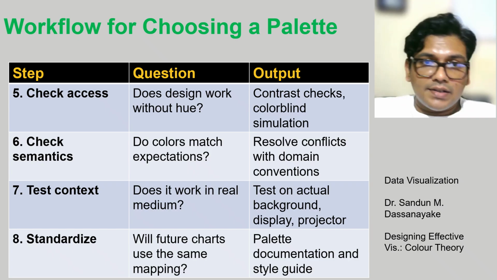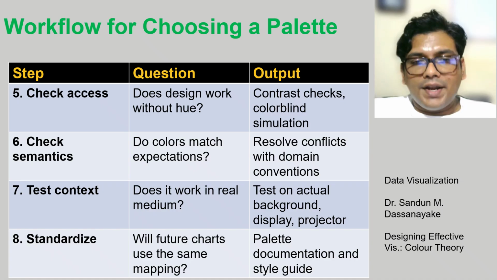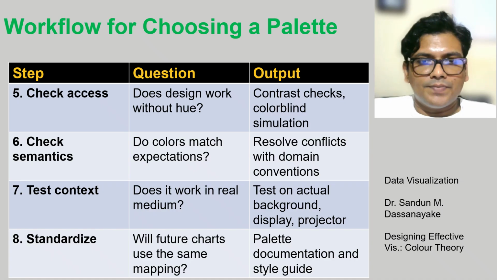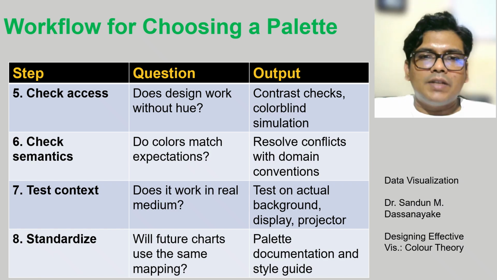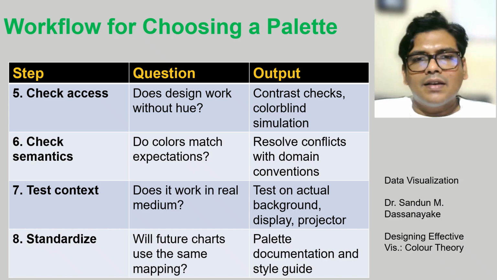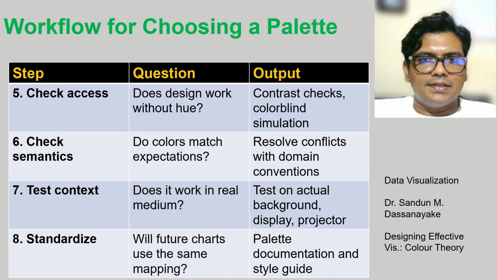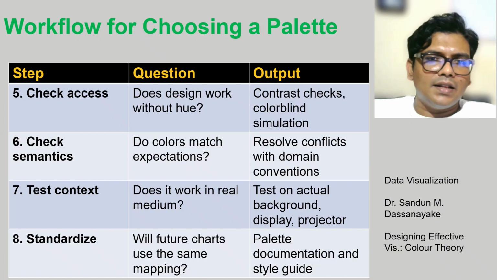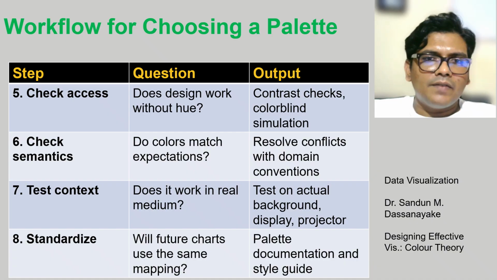Now for the second half, steps 5 through 8 are where you verify and finalize your choices before anything goes out the door. Step number 5 is checking accessibility. Strip out the hue and ask, does this still communicate? Run a grayscale test. Then simulate common color deficiency conditions. If the chart falls apart without color, it needs more work.